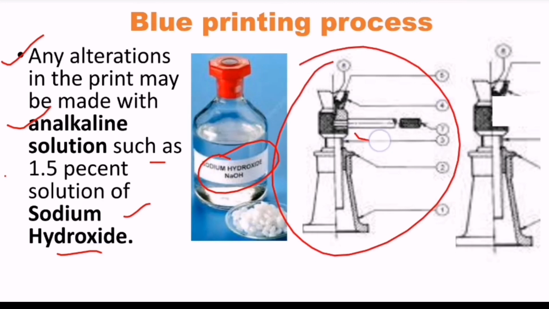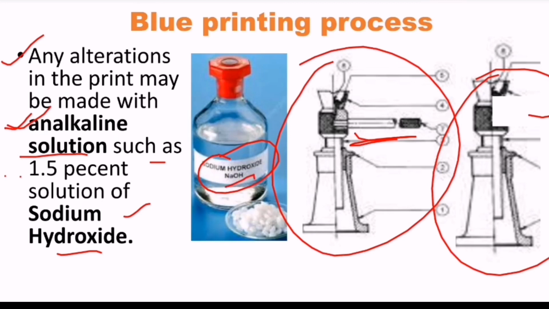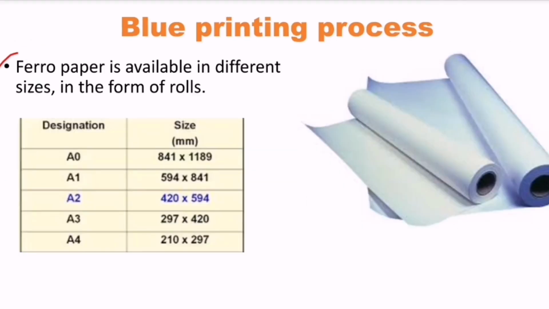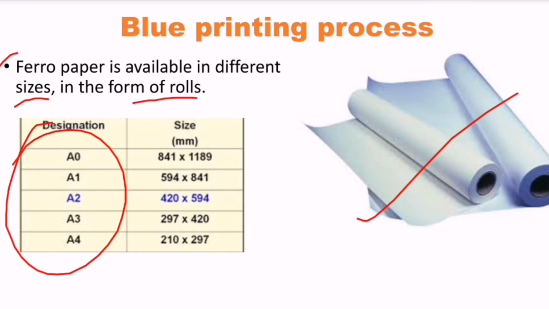Let's see this. In this figure we can see this lever. In this figure the lever is not there. So if that kind of alteration is required, we use an alkaline solution, that is also a 1.5% solution of sodium hydroxide, NaOH. Ferro paper is available in different sizes, in the form of rolls. So these are the different sizes of sheets, and they are available in the form of rolls.